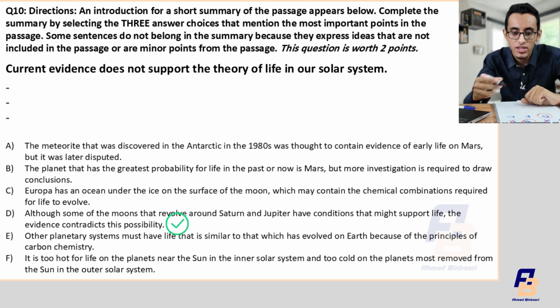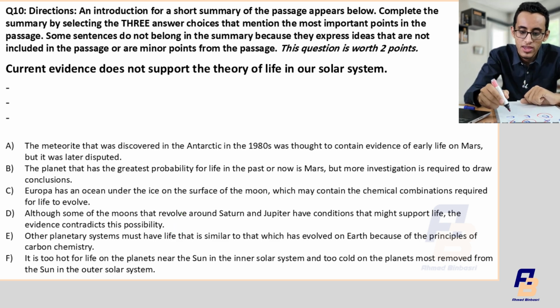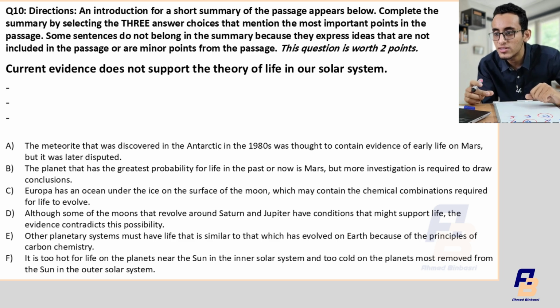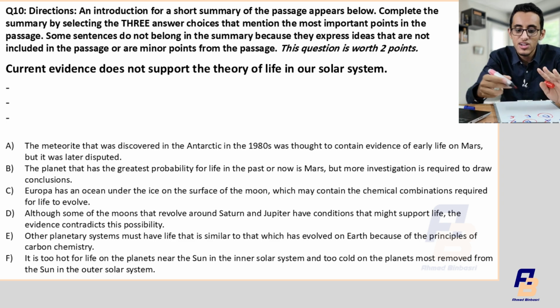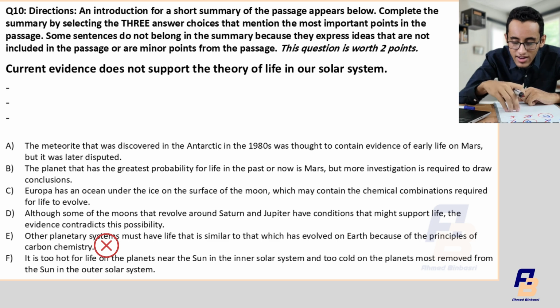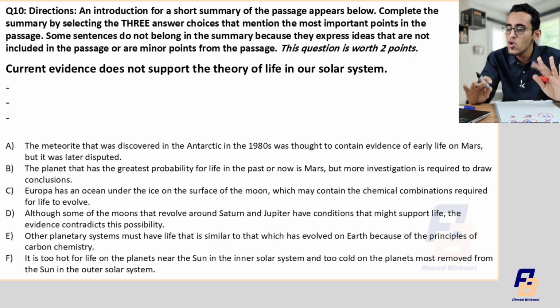So E. We have E, F. There is no G. F: other planetary systems must have life that is similar to that which has evolved on Earth. There is no life. Why are you saying that? There is no life outside of Earth. Only Earth has life, even in the results we have read right now.